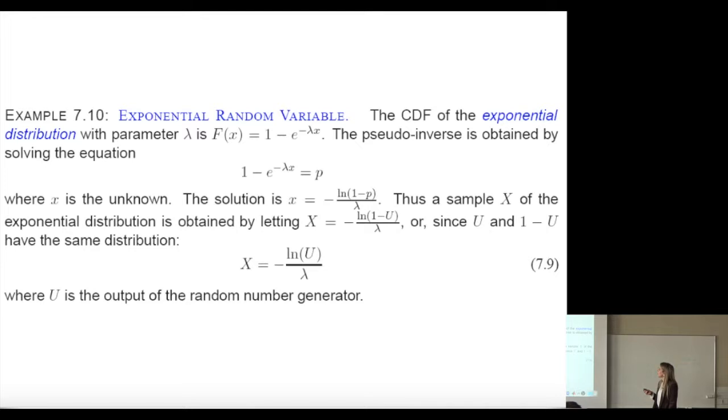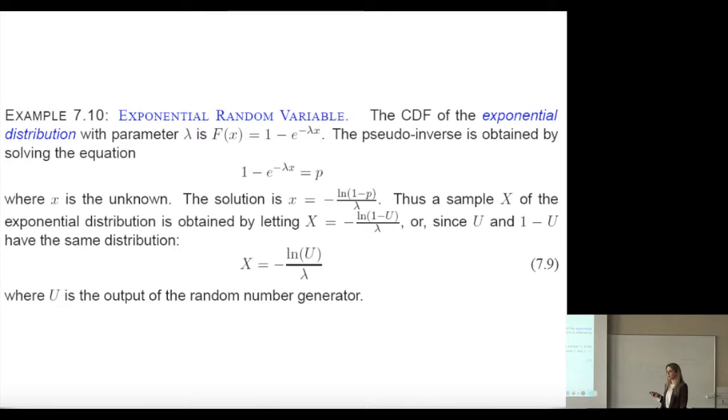No. So let's apply now the CDF inversion for an exponential random variable. The CDF of an exponential distribution with parameter lambda is this one. In order to find the inverse, we set this equal to p and we solve for x. The solution with respect to x will be this one here. Then what we said before is that we take the inverse and we evaluate it at u, where u is created by the random number generator. So we put u instead of p here.